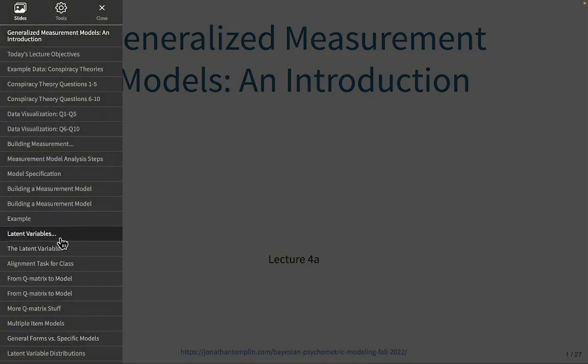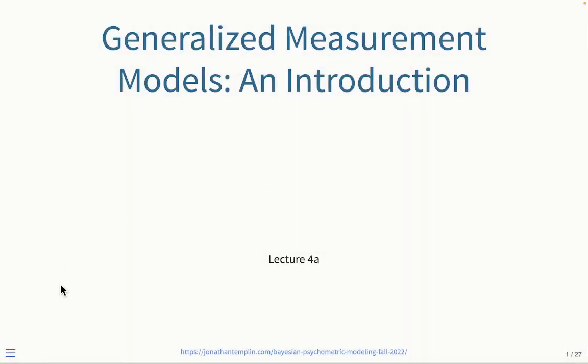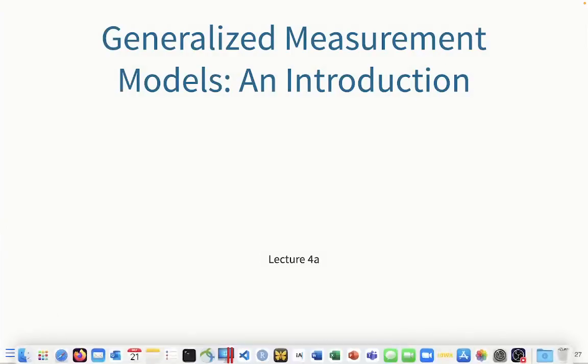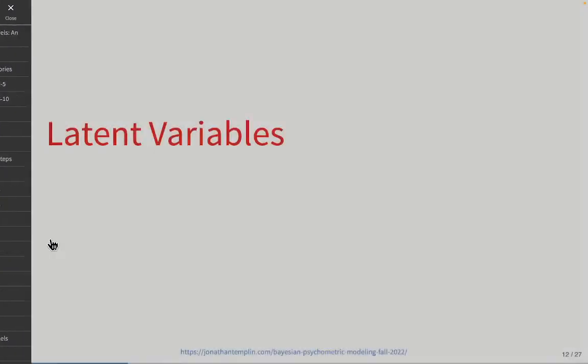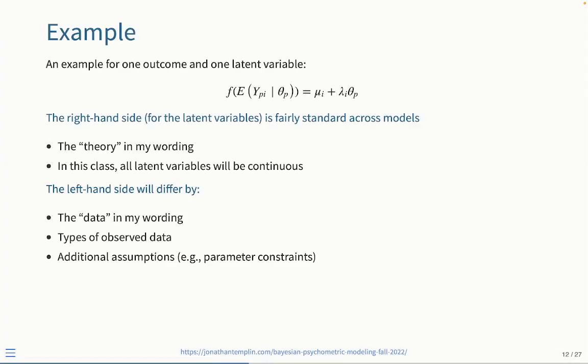more efficient. We are in Lecture 4A, which is an introduction to the generalized measurement models, and we're talking about the latent variable side of a model. In particular, when we had discussed this in our last lecture, we left with the idea that on the left-hand side where the data are, we are modeling a function, that's this F term, of some statistic. Here it's the expected value of observed variables.